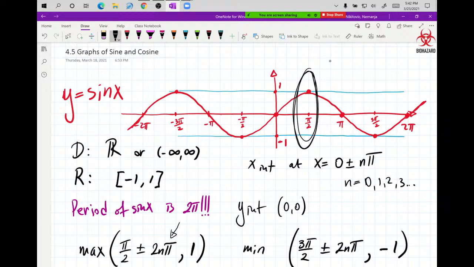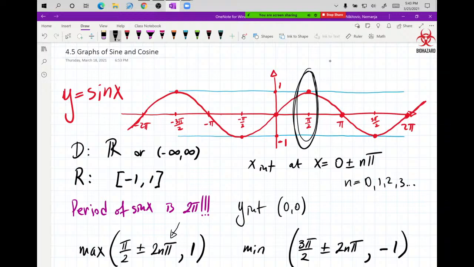Now, can that change? Yeah, we can change it during transformations later on in the second part of this lecture. But for now, with this just being the sine x graph, every 2 pi we are going to have another maximum. So go up 2 pi, go down 2 pi, which is actually left and right. You are going to see another maximum value.